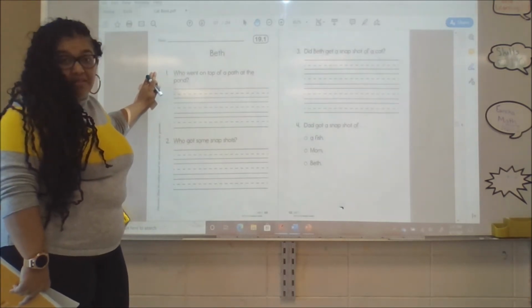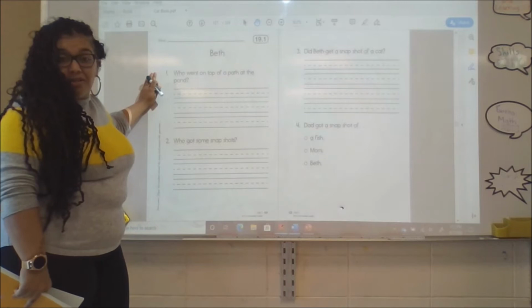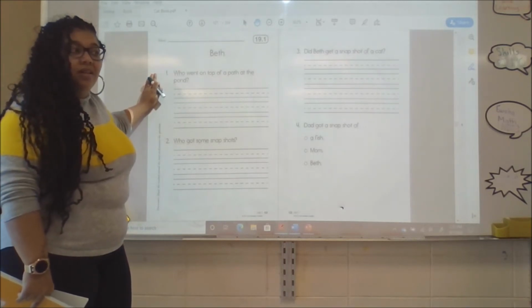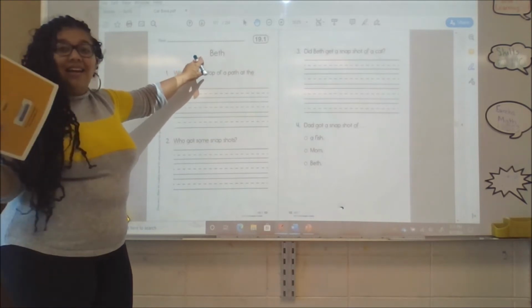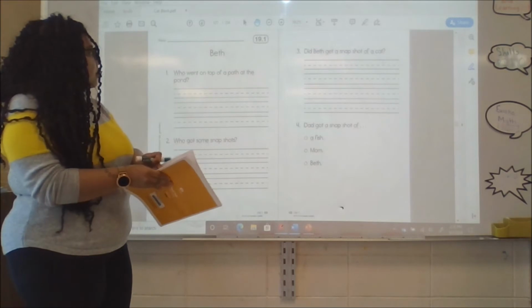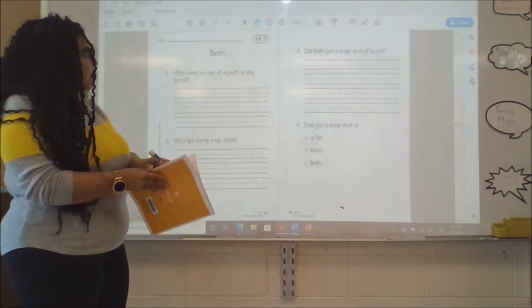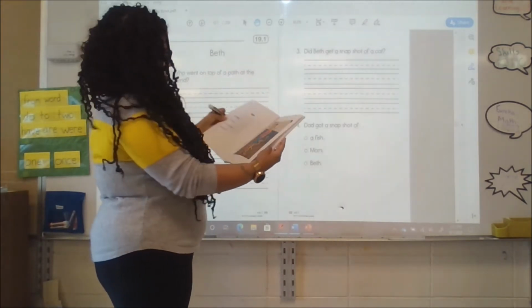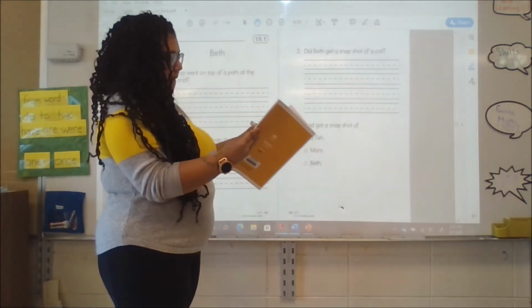I don't remember. So what am I going to do? Well, I know I'm answering questions about a story, and I know the name of the story, and I have the book, so I'm going to look in the book. Who went on top of a path at the pond? Let's look at the first page of the story, page 2. No, it's not there.